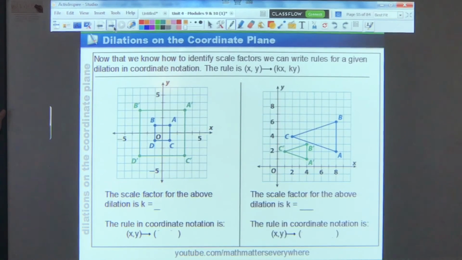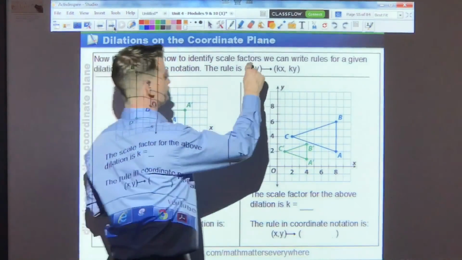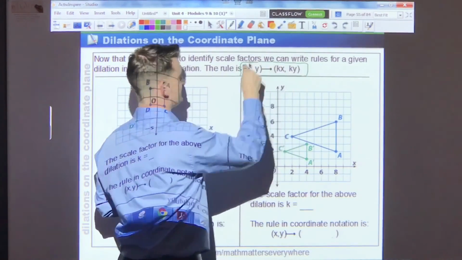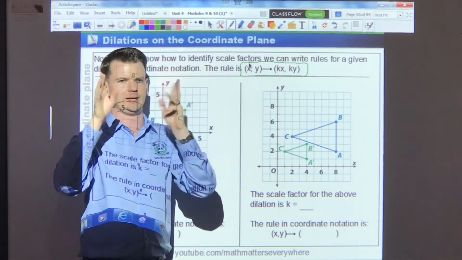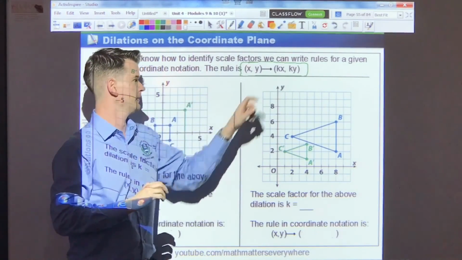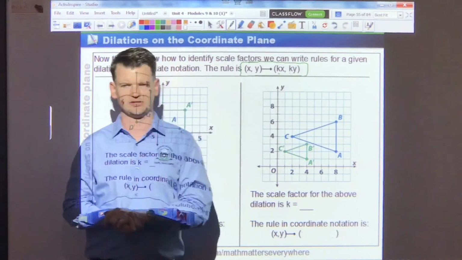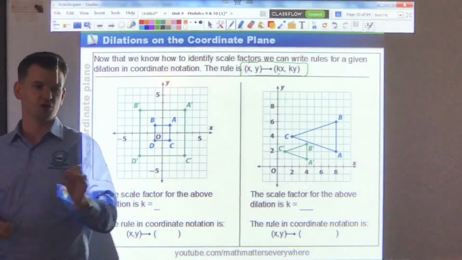All right, last part is the simplest. We are going to be writing algebraic rules for dilations. As always, we use coordinate notation. This is the template. Please pay attention here because it's really simple, and it's easy to think, it can't be that simple, I must be making a mistake. What does k represent? Scale factor. So this is the template.